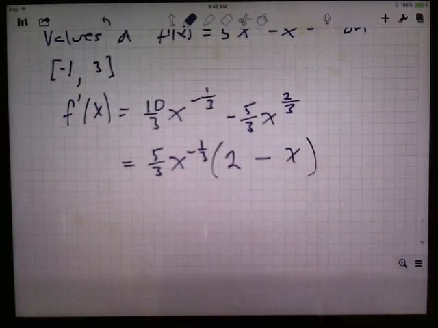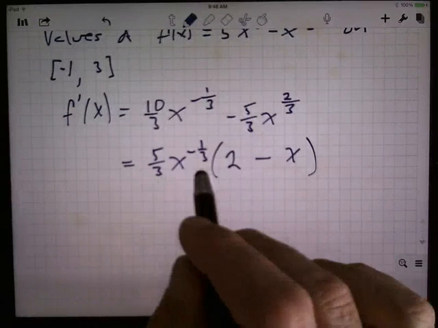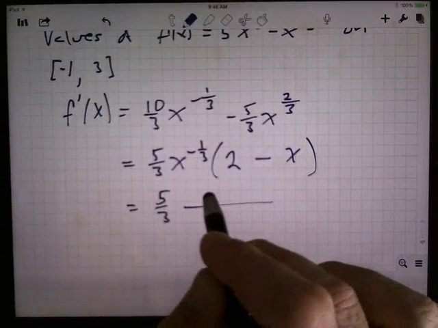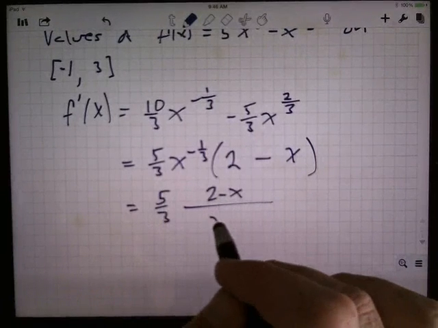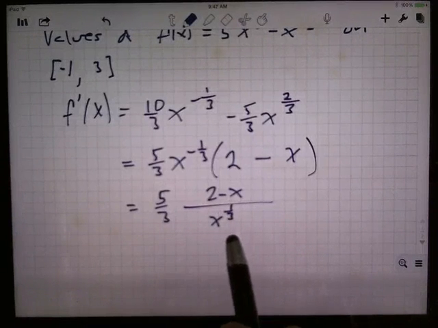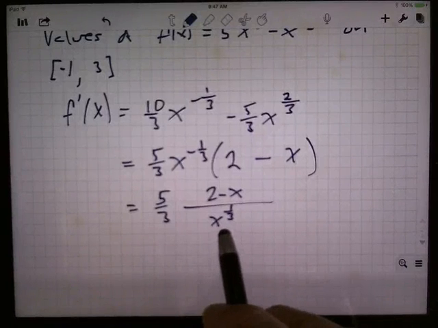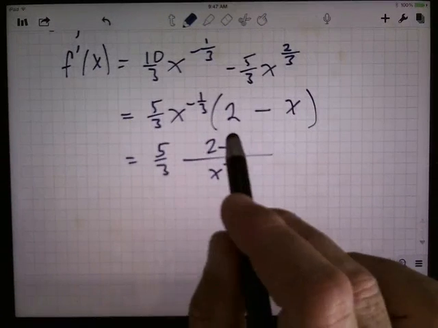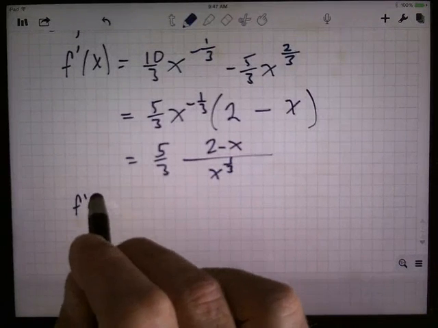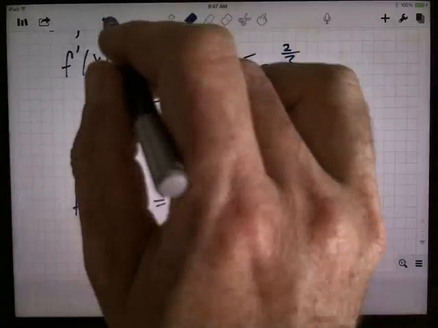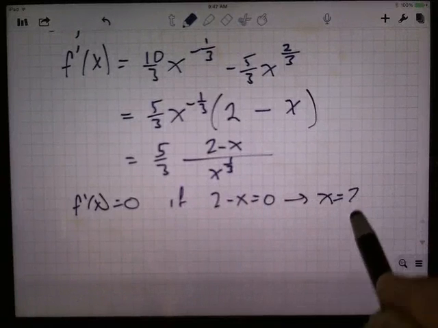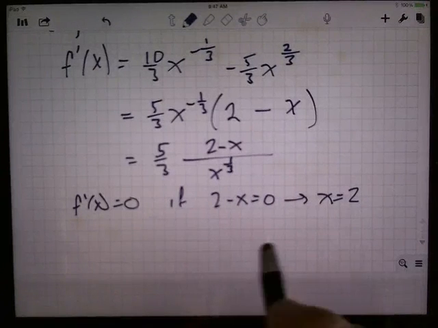All right, so I see a couple of things here. One is this negative exponent means that it's in the denominator. So this is 5/3 times (2 minus x) in the numerator, and there's an x^(1/3) in the denominator. That's actually going to create a place where the derivative doesn't exist. The numerator is going to create a place where the derivative is 0. So I have f prime of x equaling 0 if 2 minus x equals 0, which tells me that x equals 2. So that's one type of critical point.